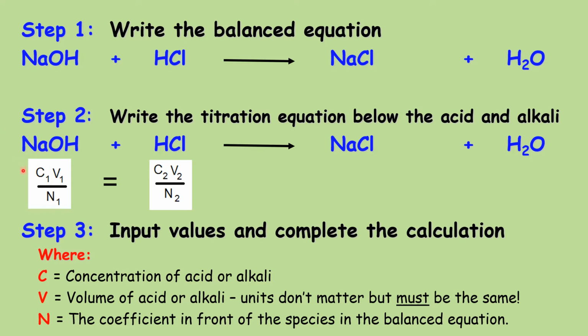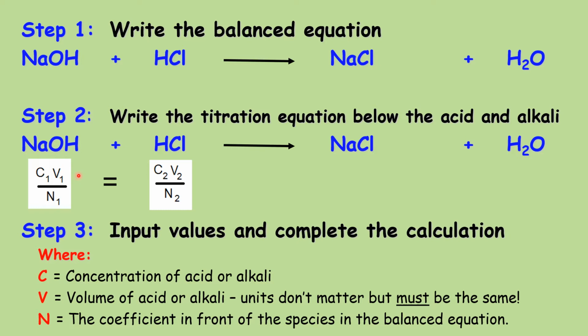Now in this case, N1 would be 1, because remember when we don't have a number, the number would be 1. All right, so all we're going to do is, given the information that we would have, we would plug in the concentration of the sodium hydroxide, the volume of the sodium hydroxide, and the number 1 from the balanced equation for the sodium hydroxide. We would then do the same for the hydrochloric acid, the concentration, the volume, and the number of moles. These two would always be equal to one another.